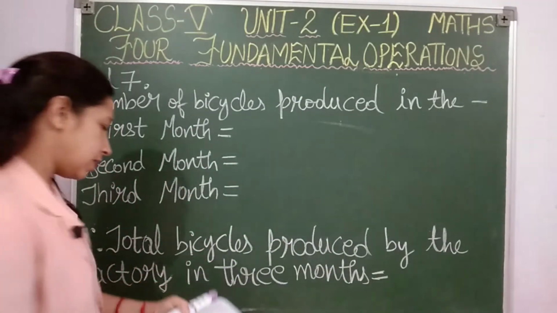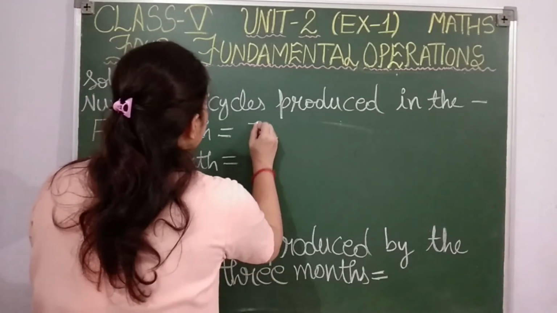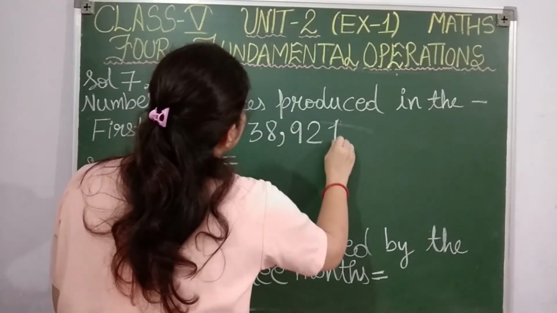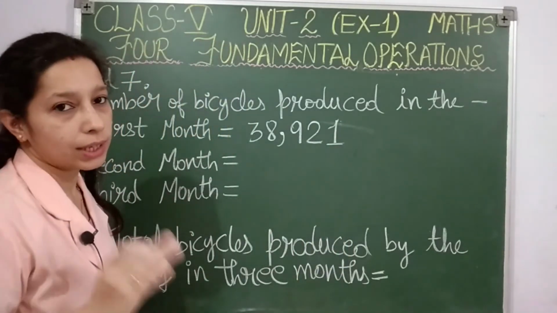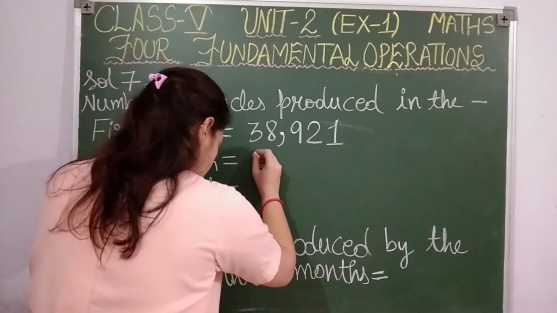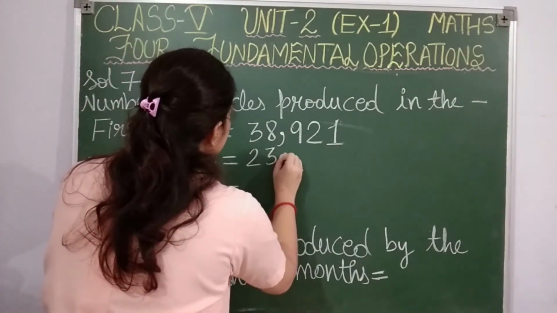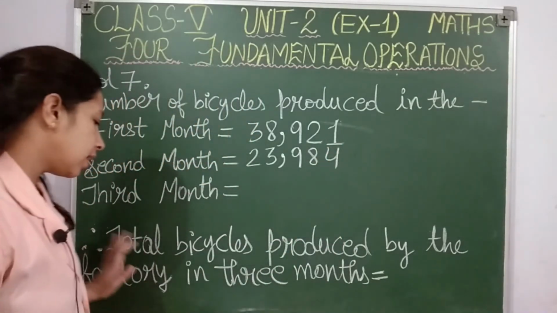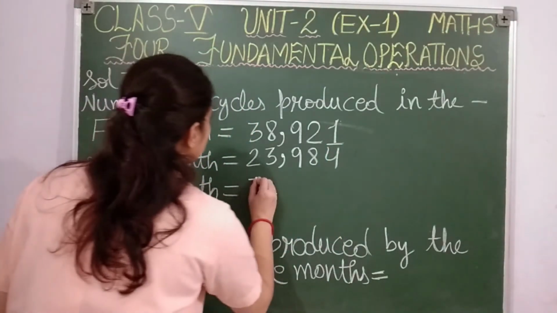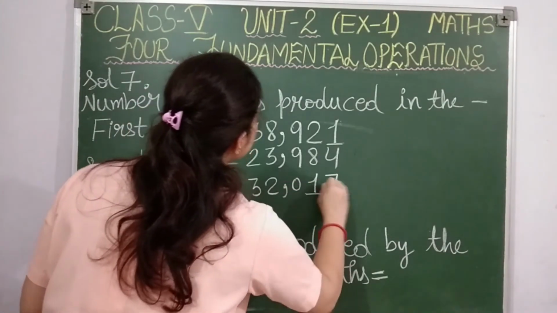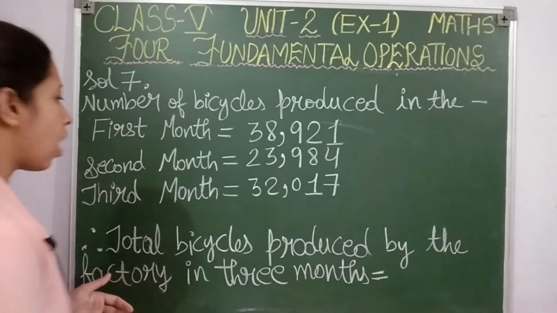So it is 38,921. In the first month the company has produced 38,921 bicycles. In the second month the production is 23,984. Okay, then in the third month it is 32,017. Clear, students? Simple steps we have written. Now let us add.